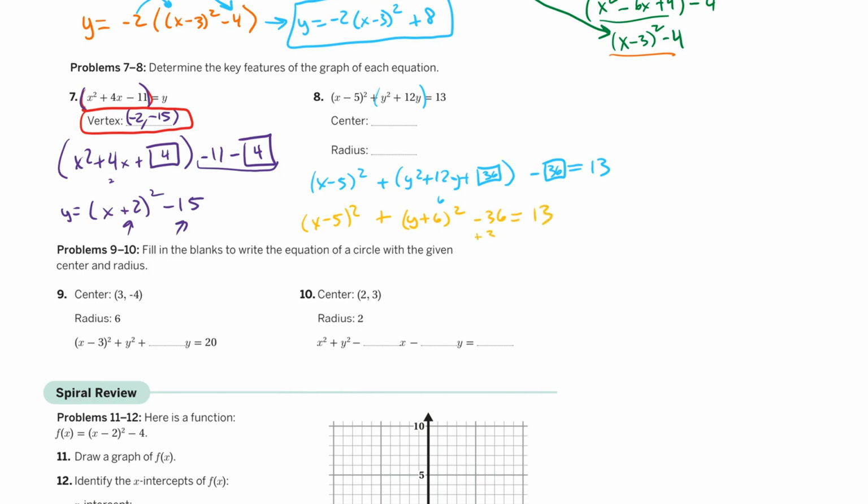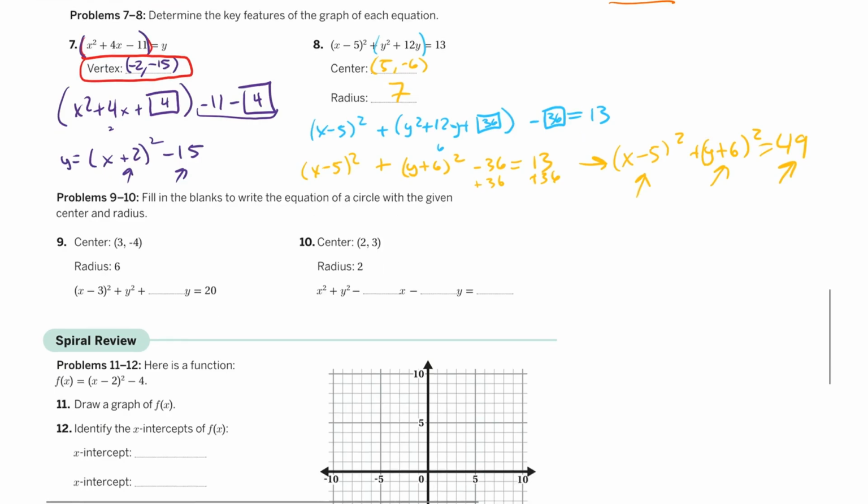If I add this 36 to both sides, my final equation, x minus 5 squared plus y plus 6 squared equals 49. And so I know that my center is at 5, -6. And my radius is 7 because that's the square root of 49.